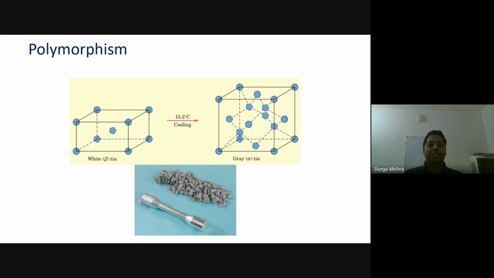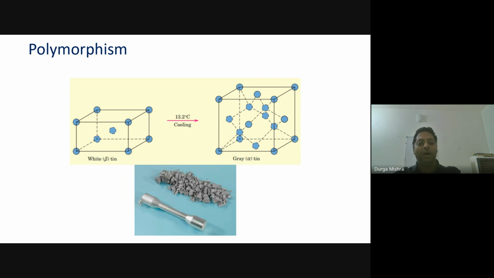Another very interesting aspect of crystal structure is called polymorphism, or allotropy. Allotrope means you have the same element or atom or molecule in the crystal, but it has a different structure. So the arrangement or the ordering of these atoms or molecules changes. Here is a very interesting example. Normally at room temperature you have tin, Sn, in the form of beta tin, which has a white color.